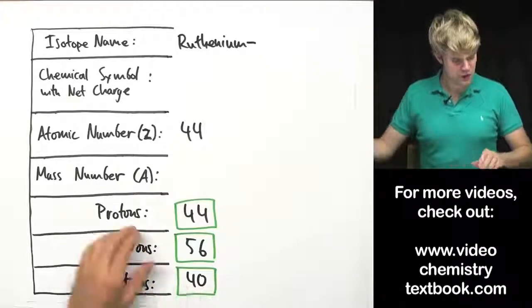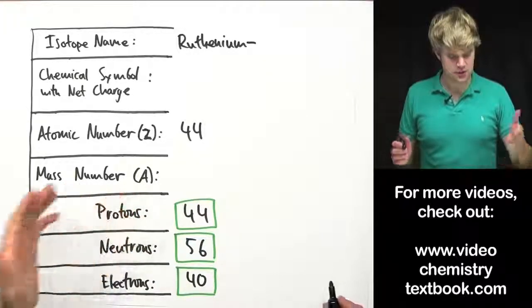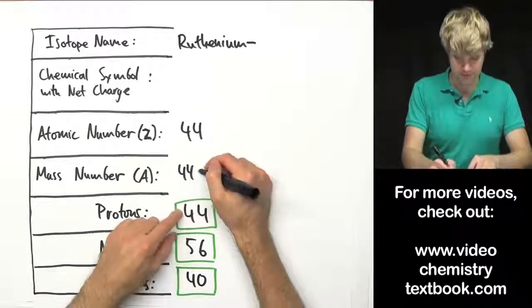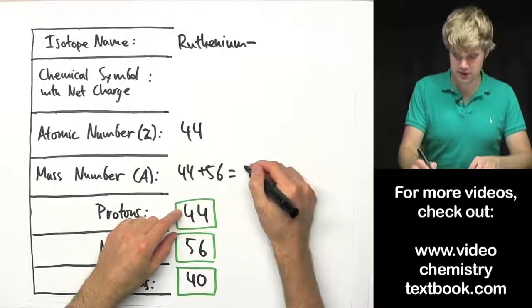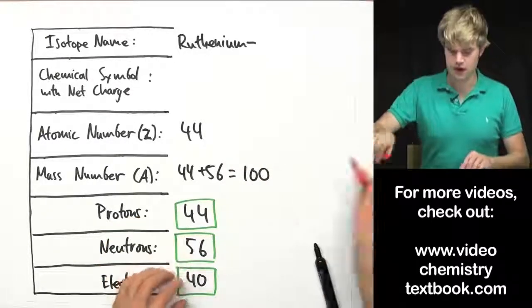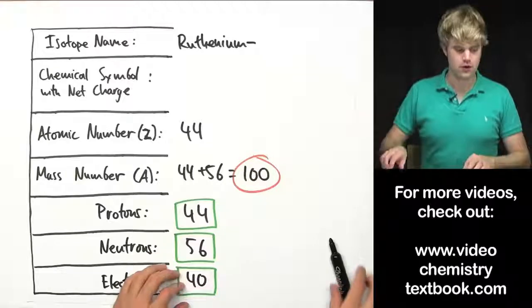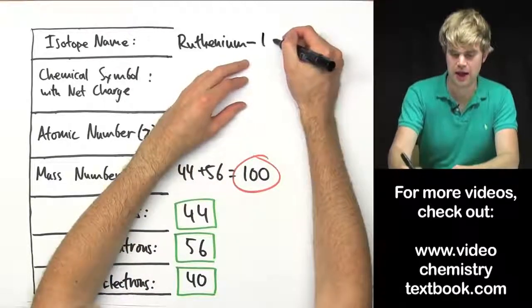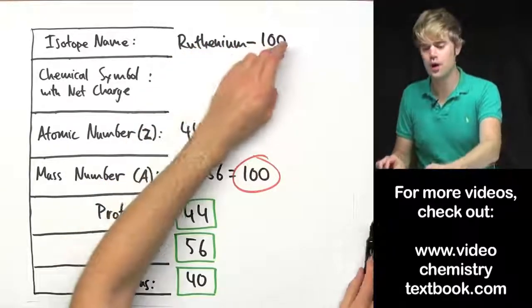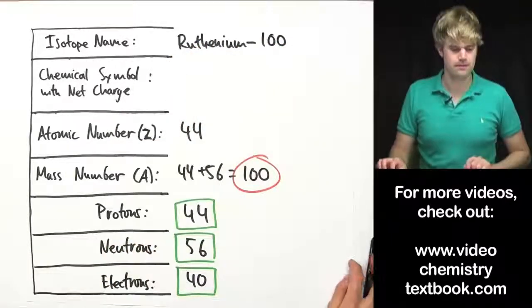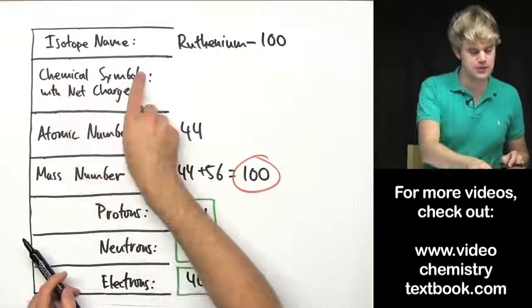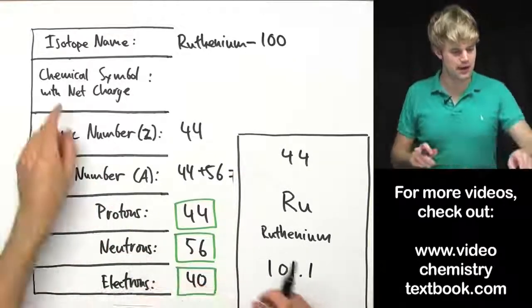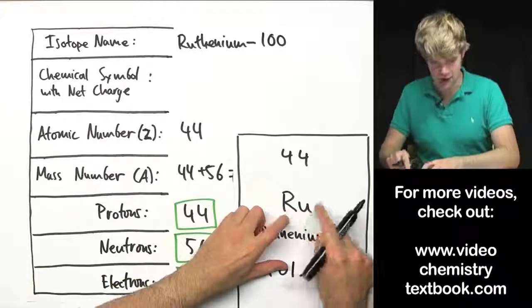Don't even have to look it up on the periodic table to fill this in. Let's move ahead now to mass number. Mass number is protons plus neutrons. So I'll do 44 plus 56, and that's going to give me 100 total for the mass number. Now I know the mass number, so I can put it here at the end of the isotope name, ruthenium 100, and I'm all set with this. The only thing that I have left now is the chemical symbol with a net charge. Let's go back to the periodic table to find out what the chemical symbol is. The chemical symbol is right here. It is Ru.